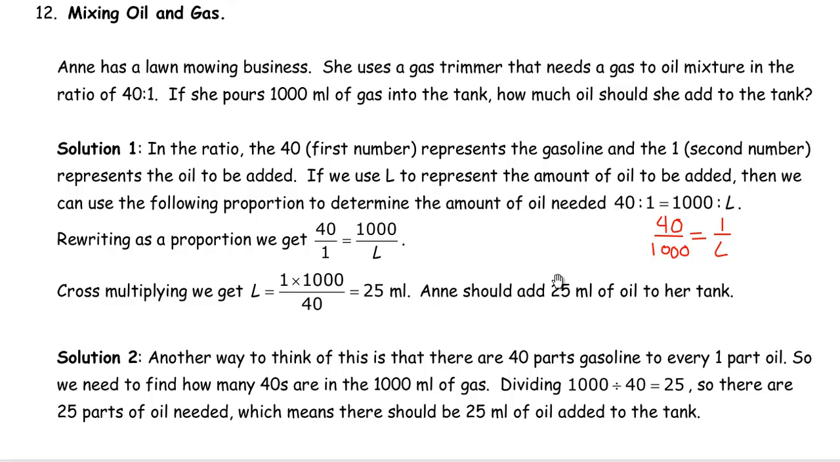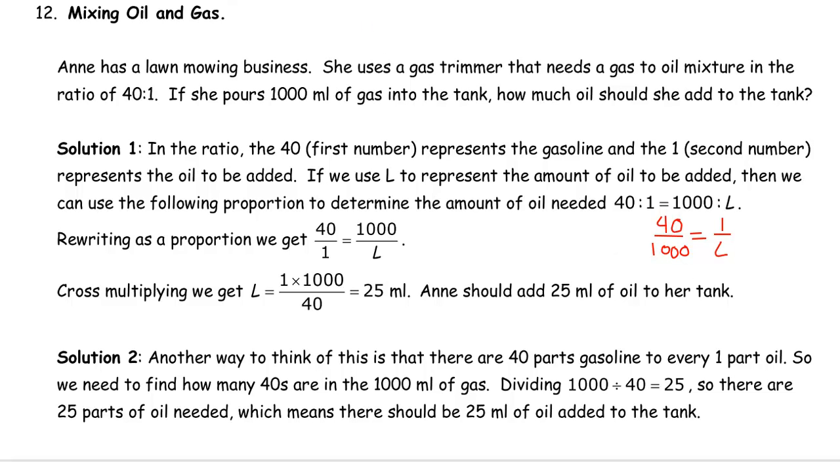I'm going to show two different ways to do that cross multiplying. One way is you multiply the two numbers on the diagonal that you know, the 1 and 1,000, and divide by the third number. So 1 times 1,000 divided by 40 gives you 25. She would add 25 milliliters of oil.